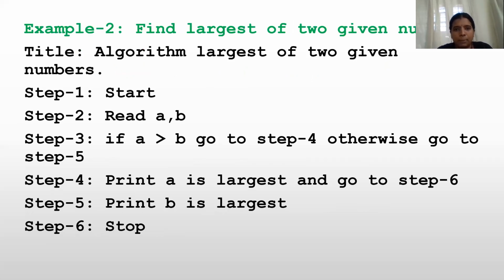Let's go to the next example. How do you find out the bigger of two numbers? The operator that we use is greater than. So if A is greater than B, two inputs. Step 1, start. Step 2, read A and B. Step 3, if A is greater than B, go to step 4, otherwise go to step 5. Step 4 implies A is biggest, and step 5, B is largest.